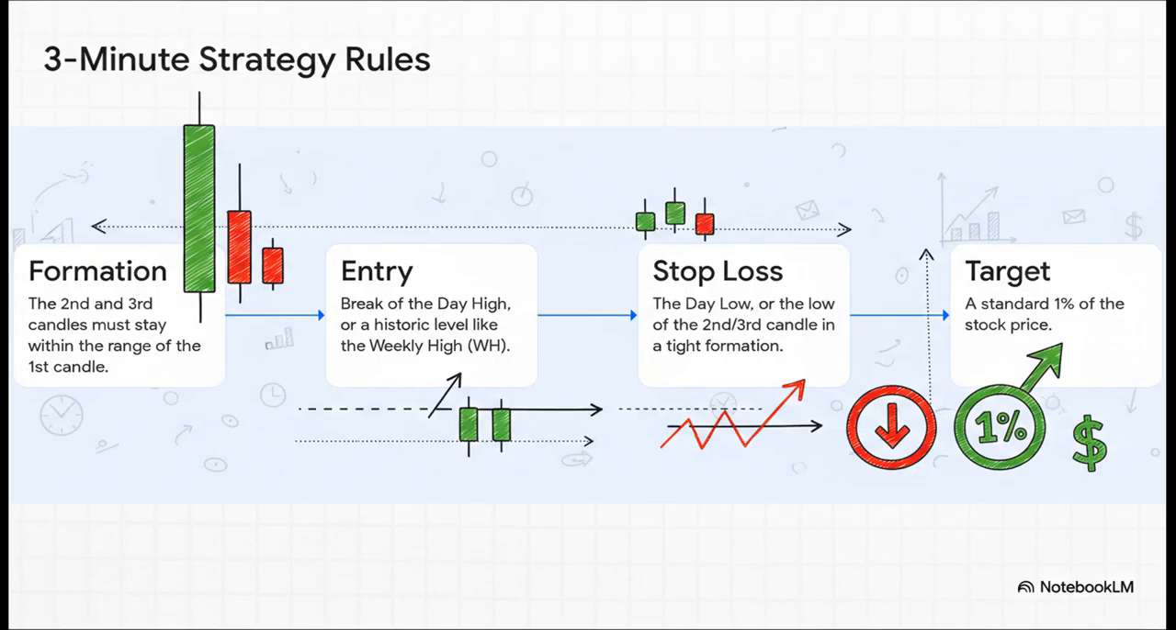And the best part about this strategy is just how simple it is. You're looking for this little consolidation at the open, where the second and third candles basically stay inside the first one. Your entry is a clear breakout above that range, you've got a defined stop loss, and a standard 1% profit target. It's totally repeatable and mechanical, which takes a lot of the guesswork out of it.